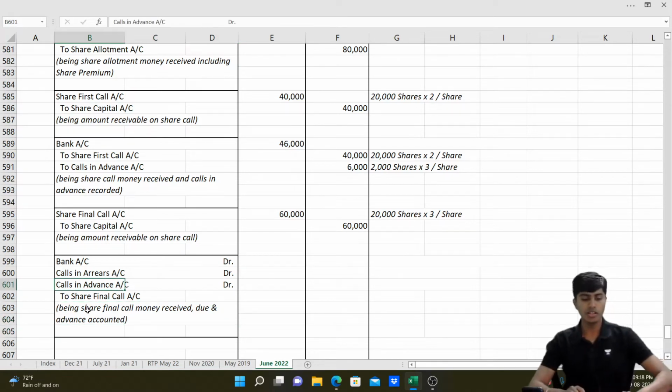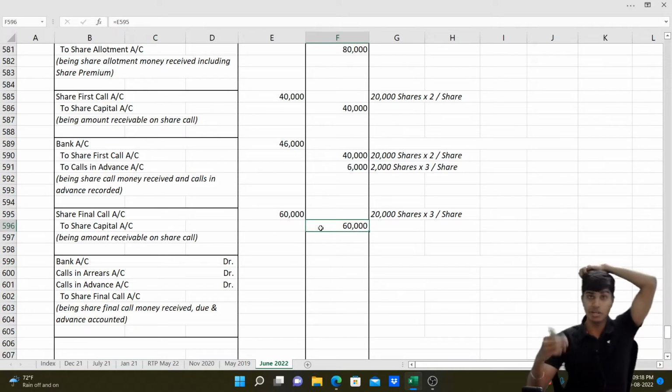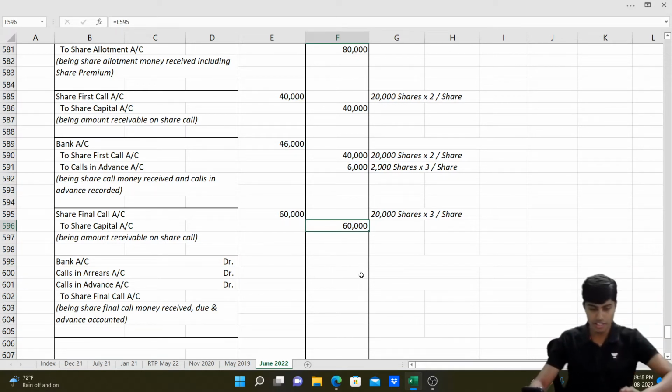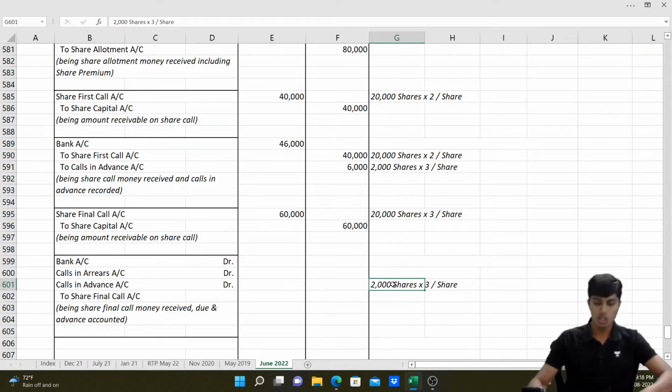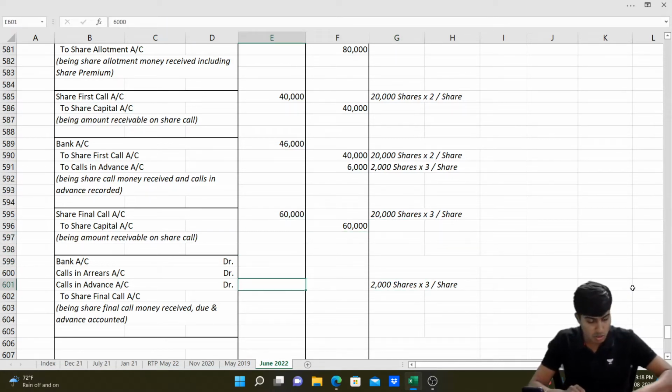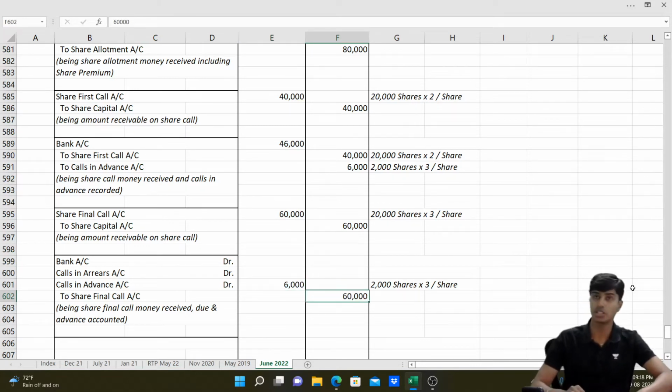Now, we will not receive the entire 60,000 right now. Some money will be received later, some money is already received. How much is already received? Calls in advance is very simple to identify here. Mr. M, who was supposed to pay us for 2,000 shares 3 rupees, has already paid this money along with our first call. So, that 6,000 rupees is our calls in advance account. Share final call, obviously, those 60,000.